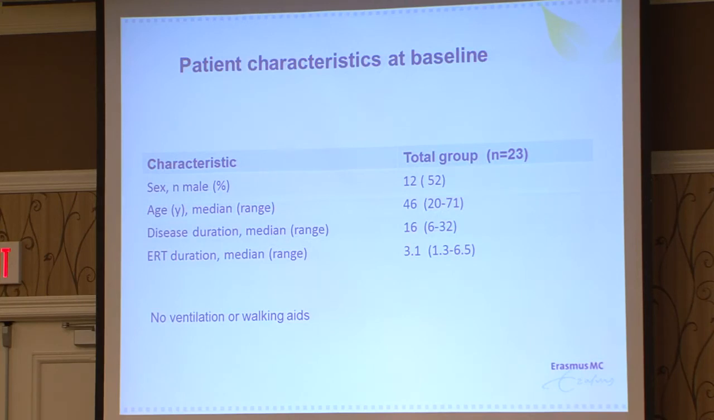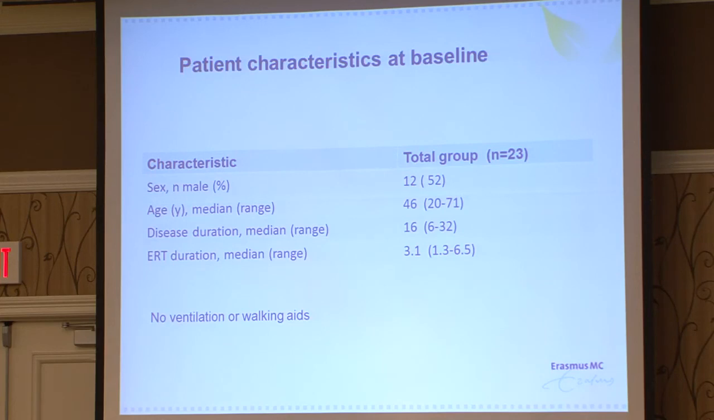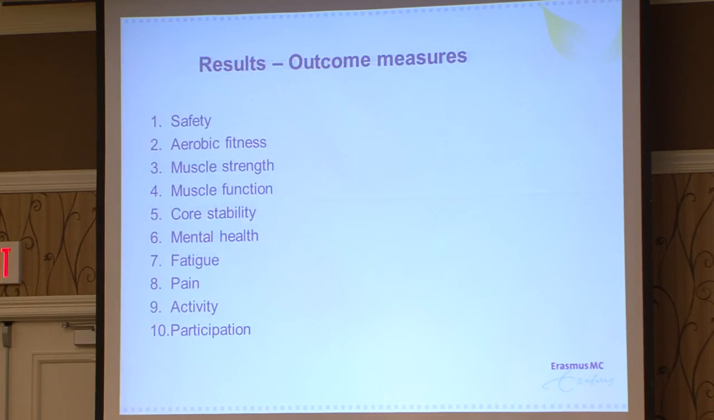So in total we included 25 patients, but for 2 patients it was too strenuous and they decided to discontinue the study. In total there were 12 males. The median age was 45. The disease duration was 16 years, and you see the range. And the median duration that these patients already had ERT was 3.1 years, with a range of 1.3 to 6.5 years. Patients had no walking aids and no ventilation.